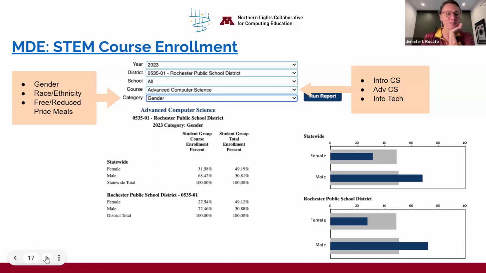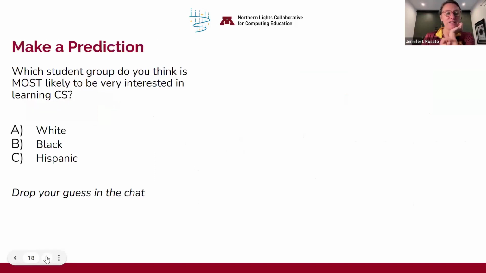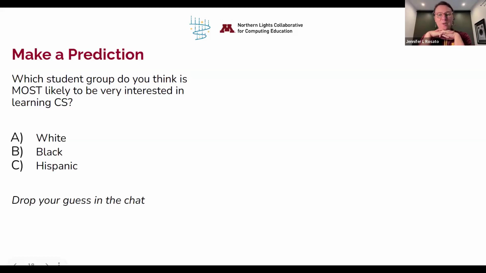And then let's see. So if we go to, yes, the slide. I'd like us to stop for a moment before we start looking at the data and make a prediction: which student group do you think is most likely to be very interested in learning computer science? White students, Black students, or Hispanic students? White is A, Black is B, C is Hispanic. Okay, so we've got one who's guessing white, another is white. Oh, all of the above.